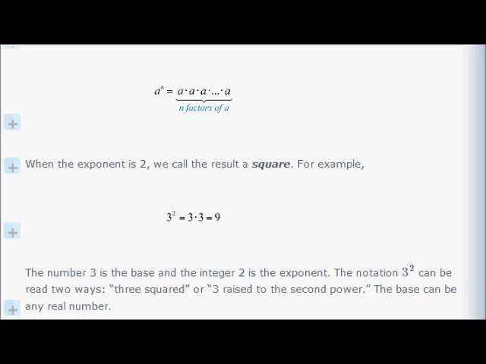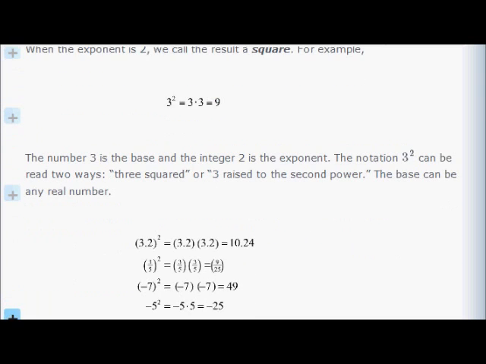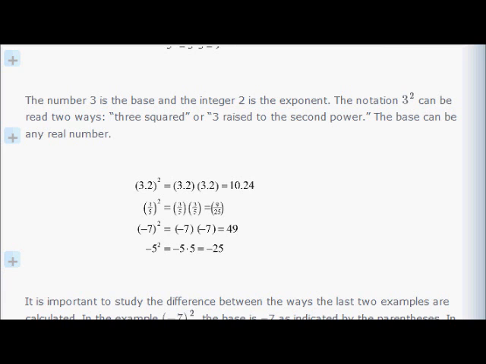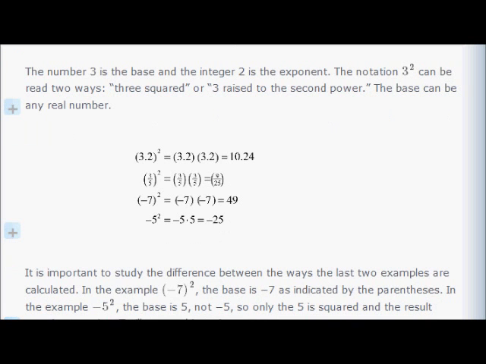So when the exponent is 2, we call the result the square, like I mentioned. So if it's 3, we would say 3 squared, rather than saying 3 to the power 2 or 3 to the second power. We just say 3 squared equals 3 times 3 equals 9. So the number 3 is the base here, and the integer 2 is the exponent, and the base can be any real number. It doesn't necessarily have to be an integer.